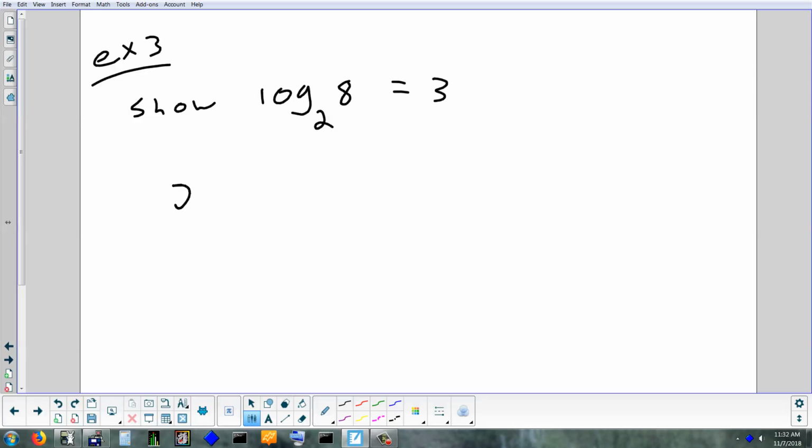2 to the third. So 2 is my base. Logarithm always equals the exponent. And what would go on the other side? 8. So the 2 went the base, 3 is the exponent, 8. And the question is 2 cubed equal to 8? Yeah. So we showed that they're the same.